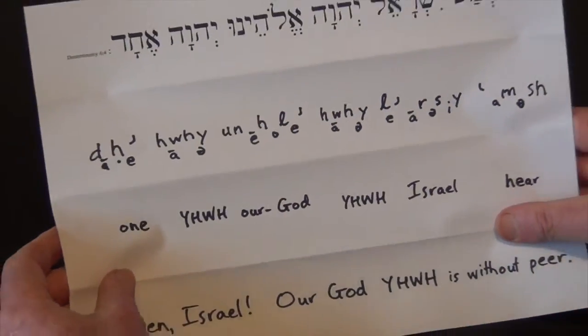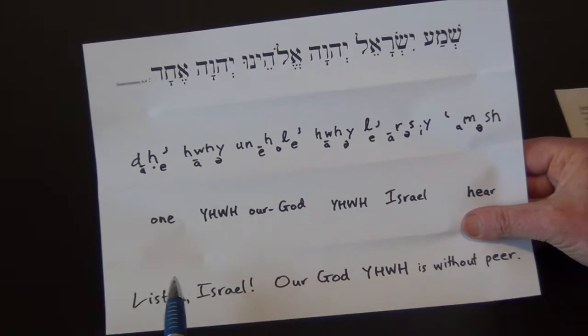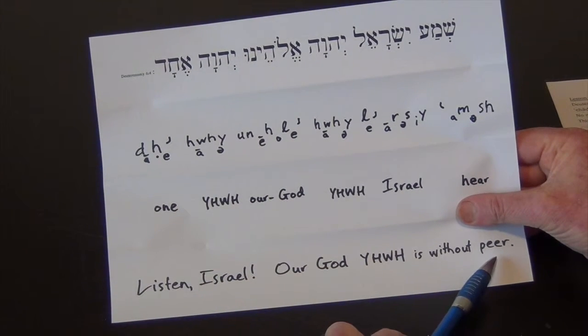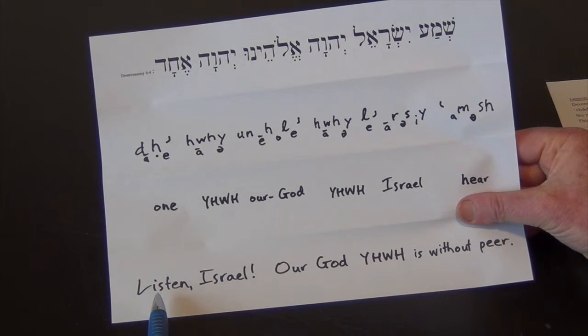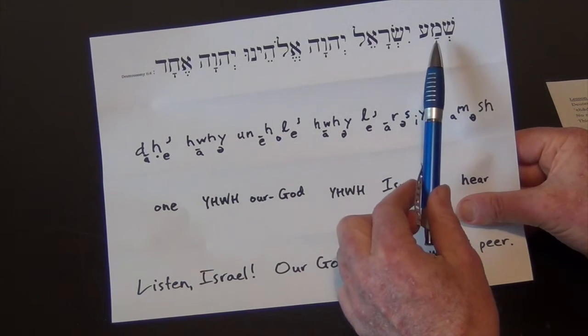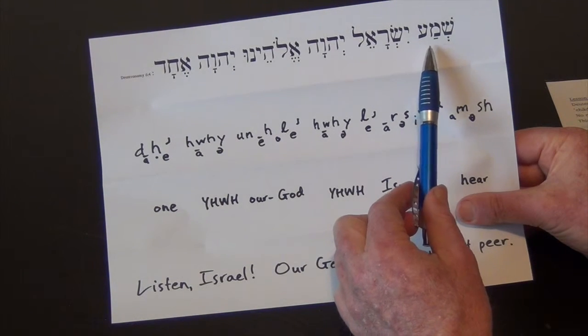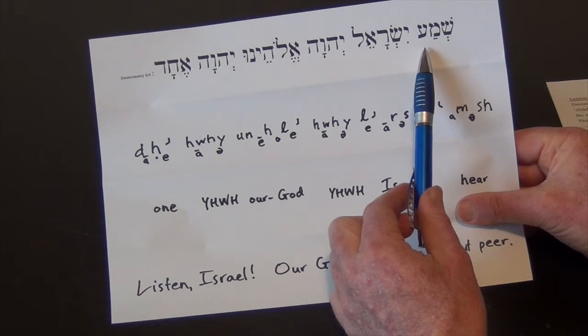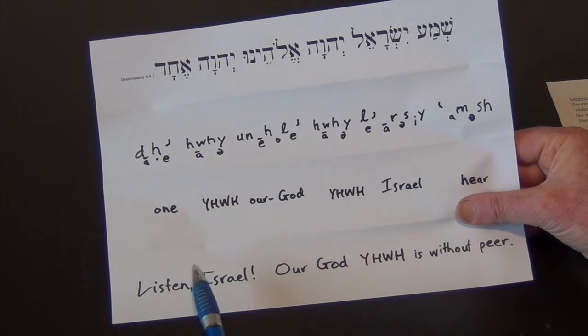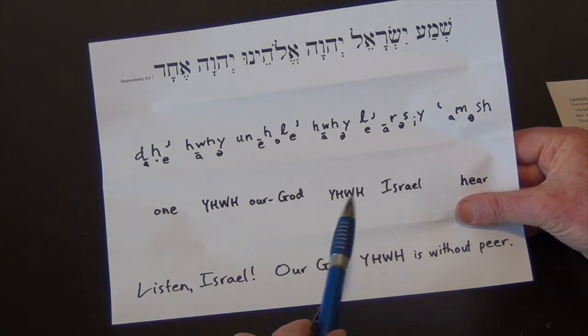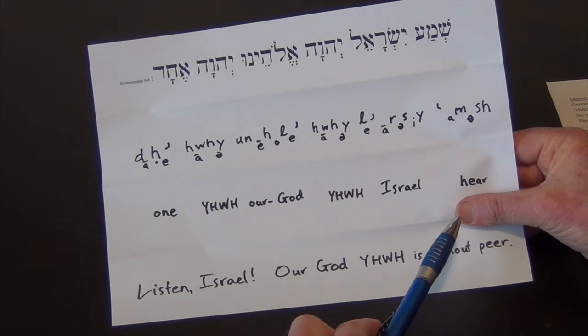So here's my translation. "Listen, Israel, our God Yahweh is without peer." So I've changed it around a little bit. Again, this is not the last word or anything like that, but it's just my suggestion. You can do your own. But the first point to notice is that Shema has a broader range of meaning than just hear. It means hear, also listen, and it also goes to heed and obey.